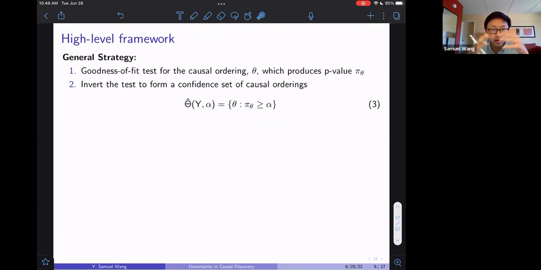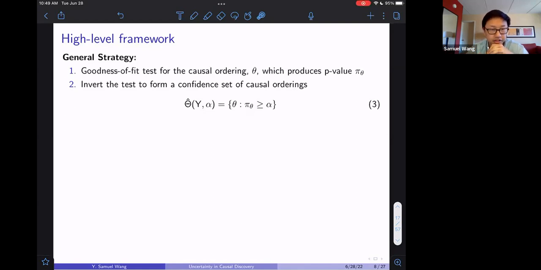So given this setting, the question that we want to answer is: how can we form a confidence set for the causal orderings? This gives us a way to assess uncertainty about our point estimates. The framework that we're going to be using is actually very, very simple. Let theta be a causal ordering, or you can think of this as a permutation of my nodes. We're going to suppose we have a goodness of fit test for the causal ordering, and this produces some p-value, which we'll denote pi of theta.